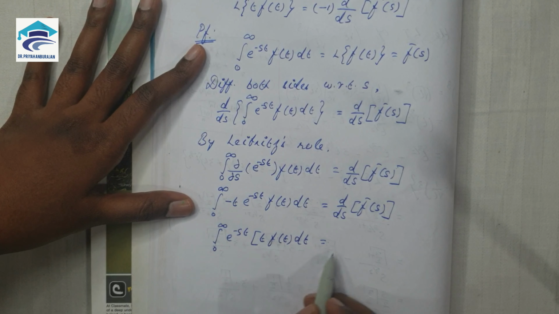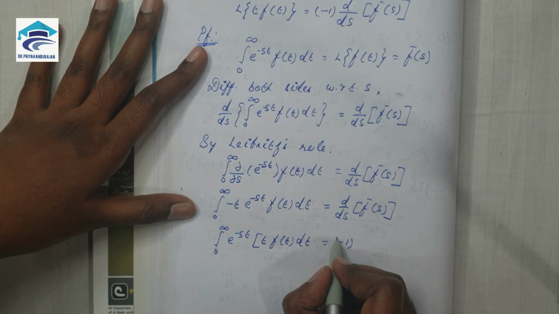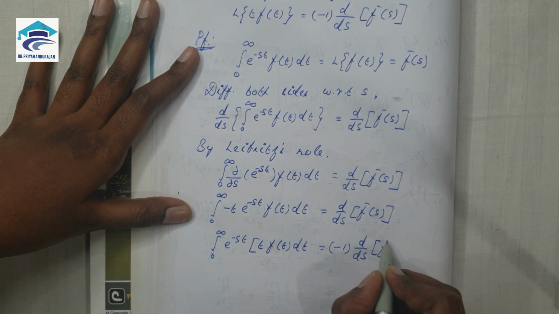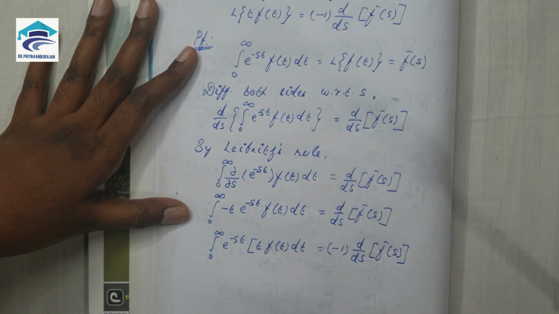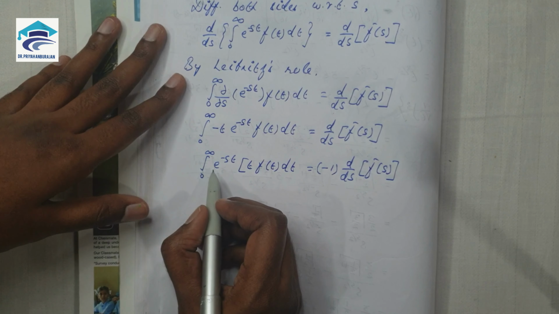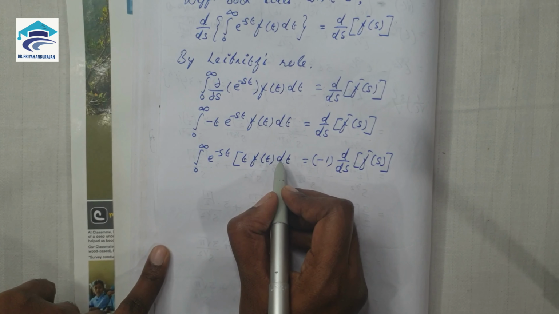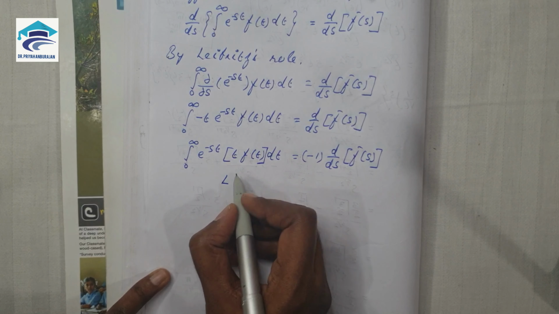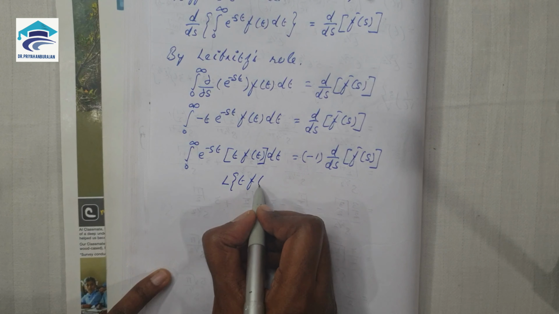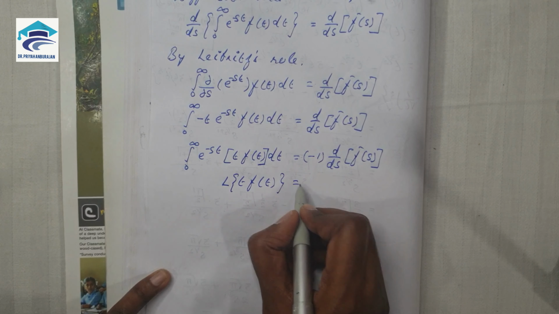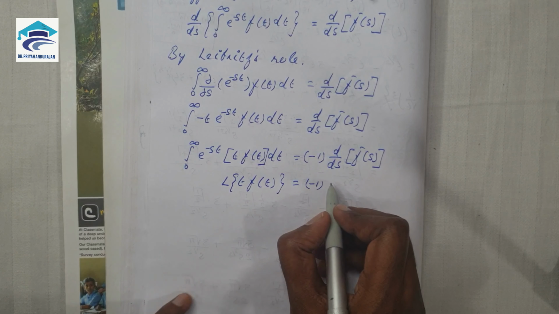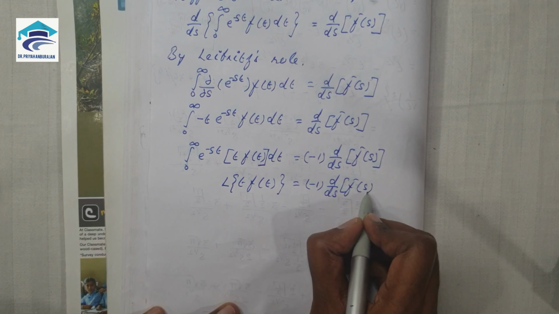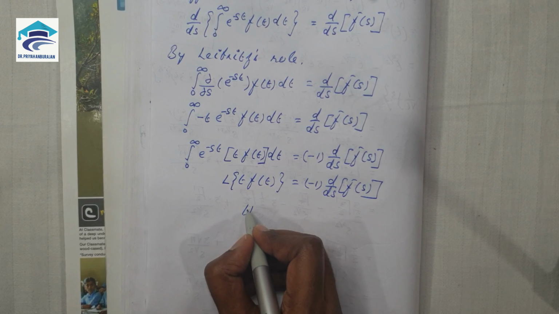Let me take this negative sign this side, so this will become minus 1 into d by ds of f bar of s. So what is integral 0 to infinity e power minus st t into f of t dt? This can be written as L of t into f of t. This side it is the same, it is minus 1 into d by ds of f bar of s, hence the proof.